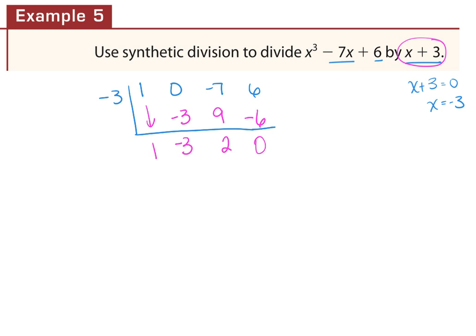My final step is to fill in my variables. I started with an x cubed. So what am I going to start with now? X squared. So I have 1x squared minus 3x plus 2. I don't have a remainder. This is my answer.